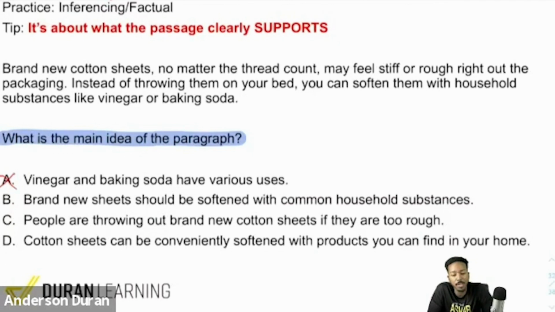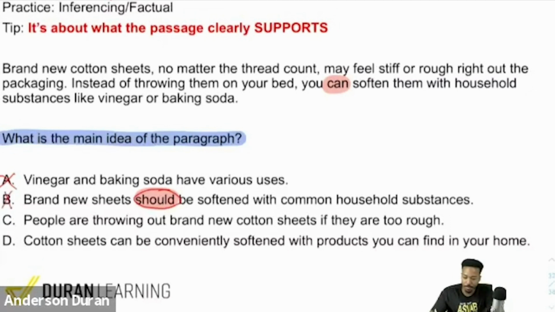B is incorrect because of one word only. And I'm starting to see the people that got this right are the ones that have been coming to class. One word makes B wrong: should. Why? The difference between should and can. Should means this is the way to do it. Can means this is a way to do it. Should is basically telling you that you have to do it that way. And that's why B is incorrect.